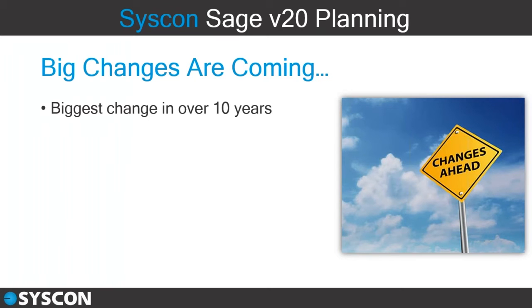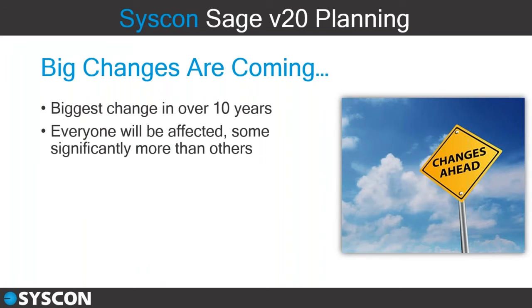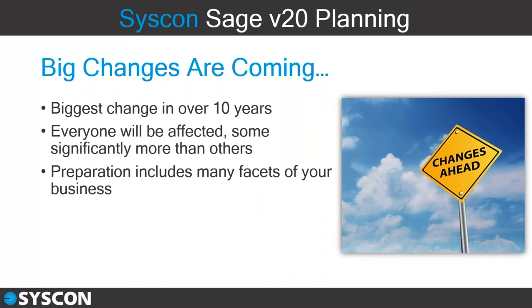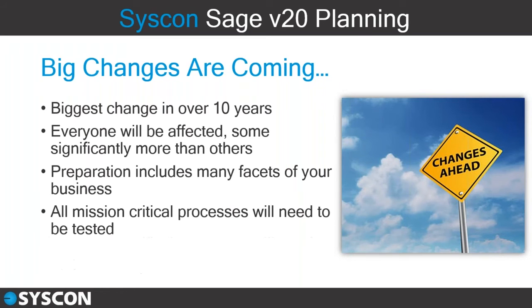The last big one was version 16, which was pretty critical. Version 18 introduced the rolling quarters, rolling years, but this one is a pretty darn big change. Everyone will be affected, and some more so than others. The preparation for this includes many facets of your business. It's not just your IT, it's not just your office. It will be a group effort.